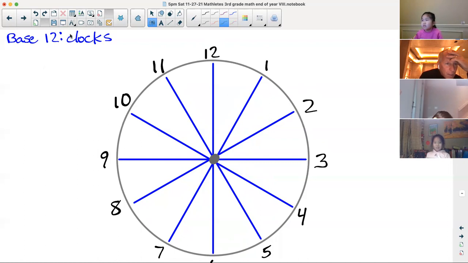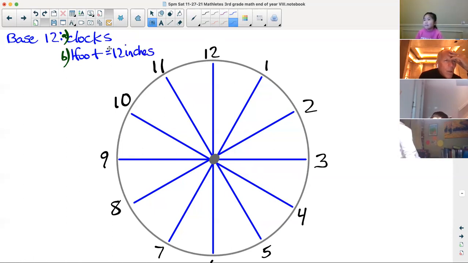Can you think of anything else that deals with 12? How about foot? Doesn't 1 foot have 12 inches? Isn't that cool? Is there anything else that is 12 in our number system?